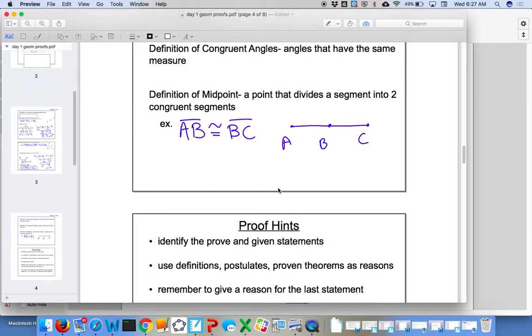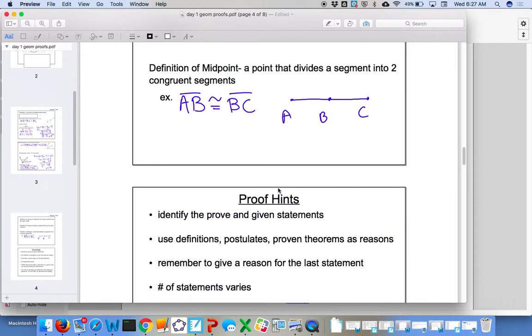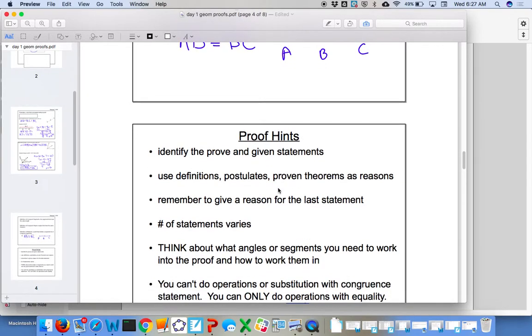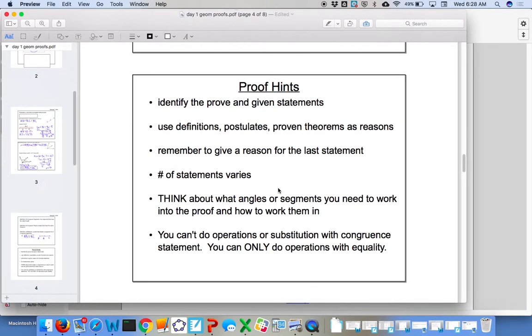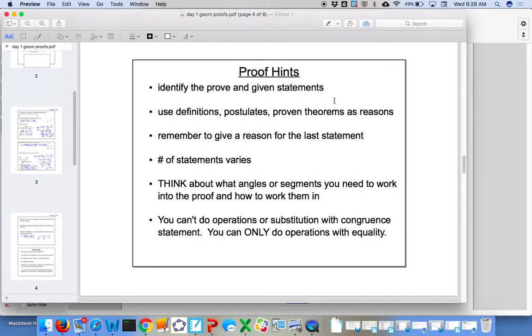So, like everyone else, I struggled through proofs when I was first learning how to do them. So I have some hints for you from my years of experience with doing proofs. So first hint is identify the proven given statements. Use definitions, postulates, and proven theorems as your reasons.